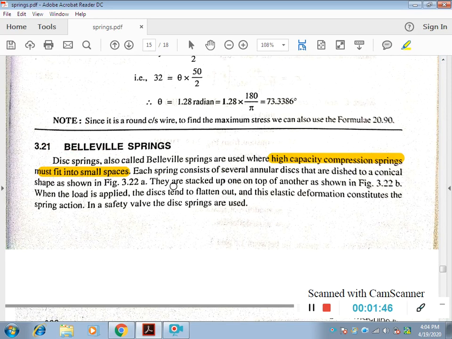Next, so this is conical as shown. They are stacked one on top of another as shown in the figure 3.22b. When the load is applied, the discs tend to flatten out, and this elastic deformation constitutes the spring action. What is the meaning of this? For example, Belleville spring in a safety valve. I'll tell you what is the meaning of this one.